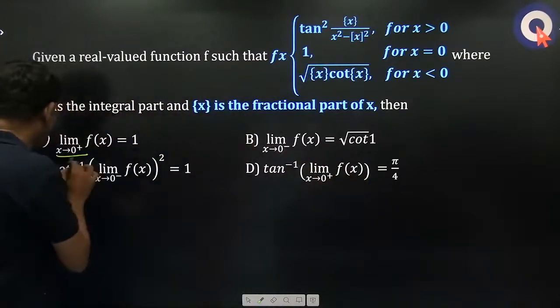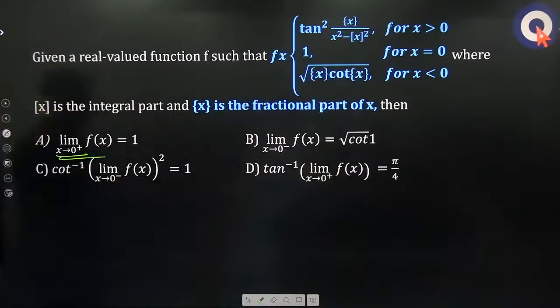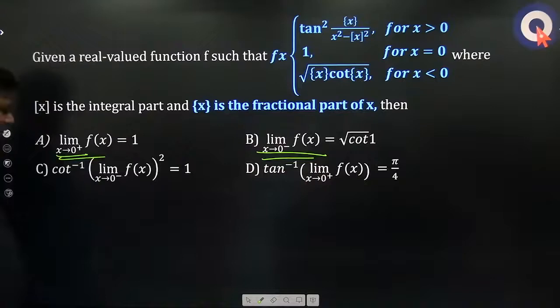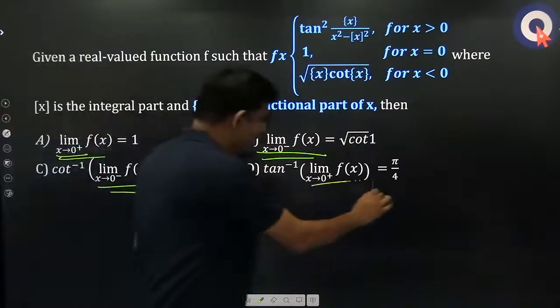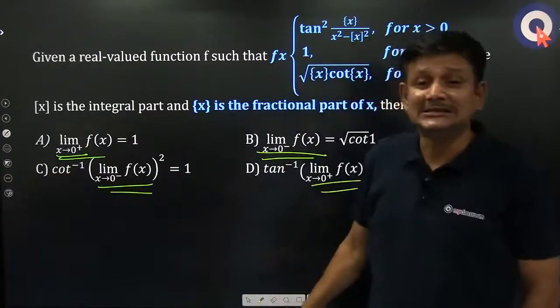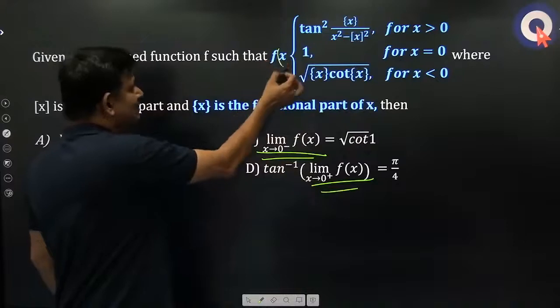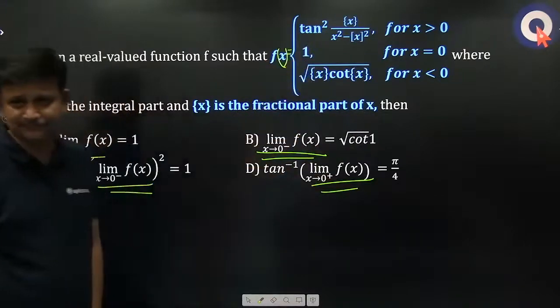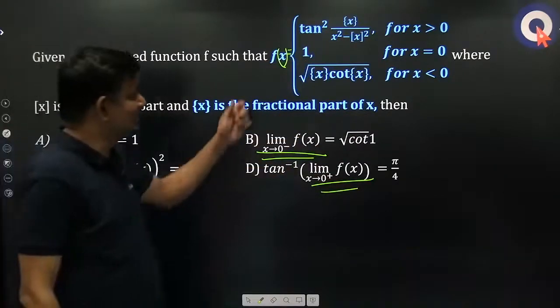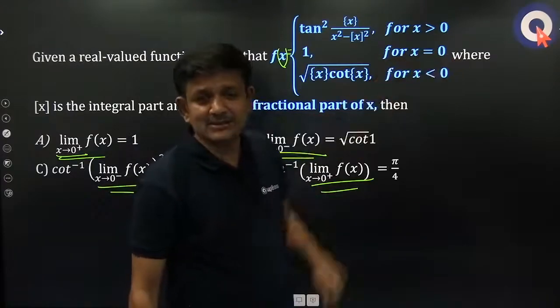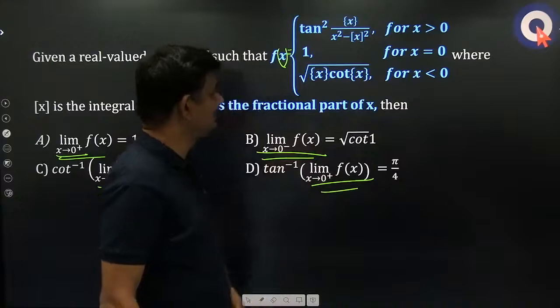So you are evaluating in this question right hand limit of f of x. Look at the options, what he is planning to ask you to do. Left hand limit of f of x, left hand limit of f of x, right hand limit of f of x. So just you need to understand what happens to f of x. This is your function f of x. What happens to this f of x when x is slightly greater than 0 and when x is slightly less than 0.